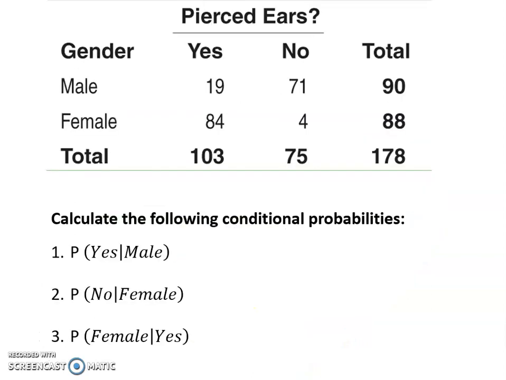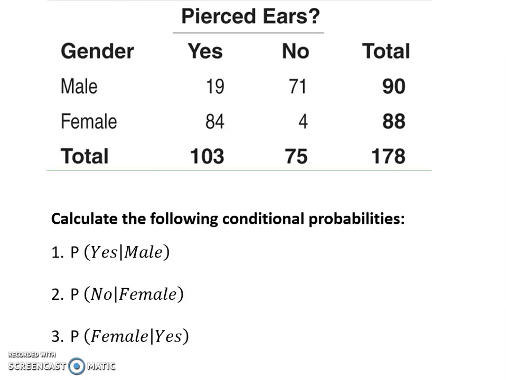All right, let's look at another one. Pierced ears versus gender. So it looks like we gathered data from 178 people, and we asked their gender, assuming male or female, and then asked them whether or not they had pierced ears, yes or no. If you're feeling up to it, how about you press pause right now and see if you can calculate these probabilities, and then press play and you can see the answers.